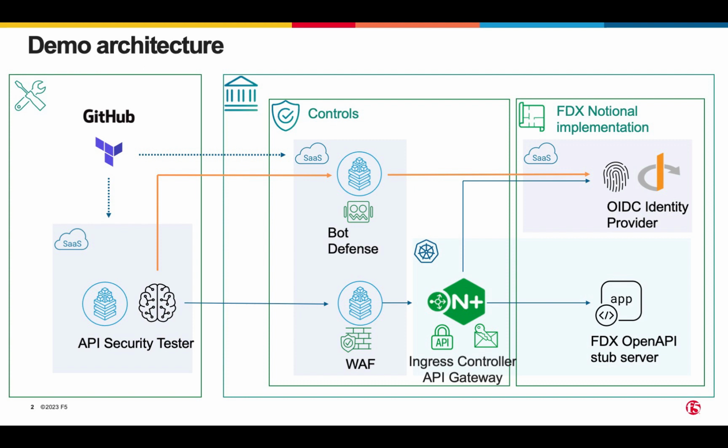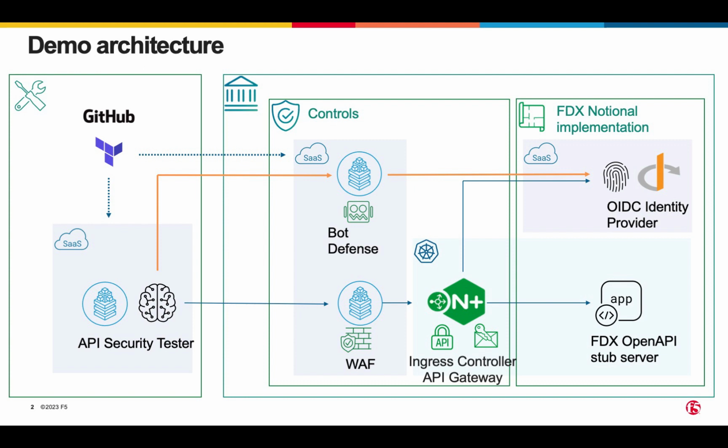So let's get started. To represent the notional open banking backend, I chose a microservice that implements the FDX API deployed in Google Cloud's Kubernetes Engine. The security controls are represented by NGINX App Protect API Gateway deployed as an ingress controller for the same GKE cluster, and F5's Distributed Cloud WAF that provides the WAF functionality, bot management, and distributed denial of service functionality.